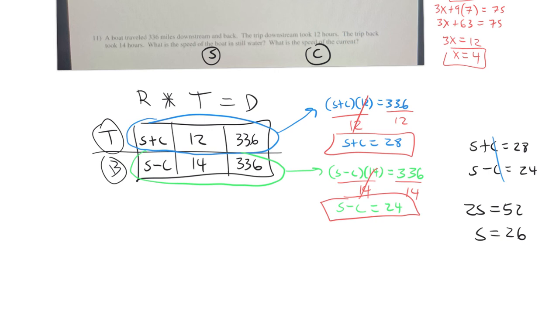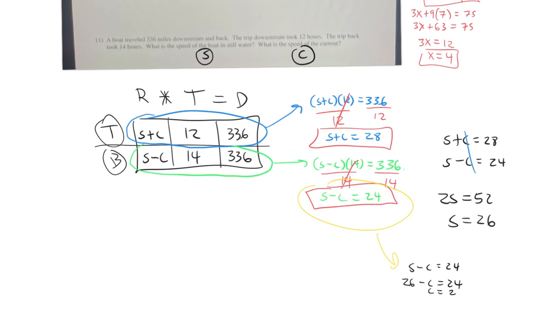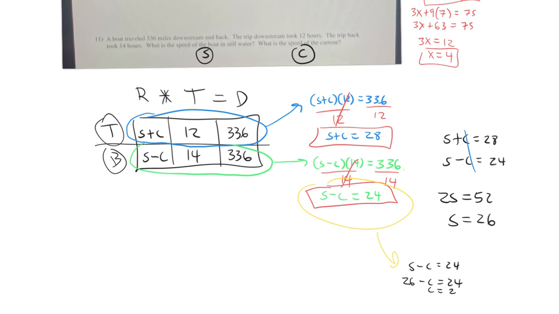All you then have to do is pick one of the equations. I say we'll go with the bottom one, who cares? We're going to find the current now. So it's S minus C equals 24. Clearly that is 26 minus C equals 24. You can just see just by common sense, C is equal to 2. So the current is, was it miles? Okay, yeah, it's miles. So it's 2 miles an hour, right?